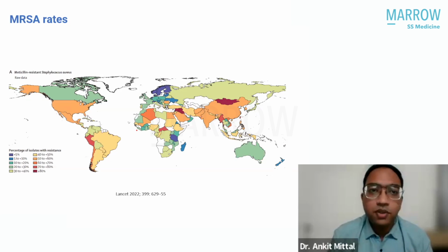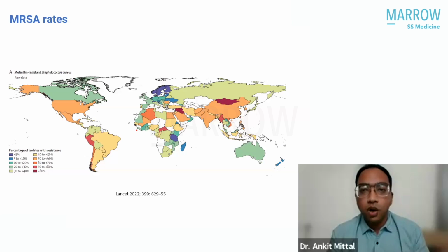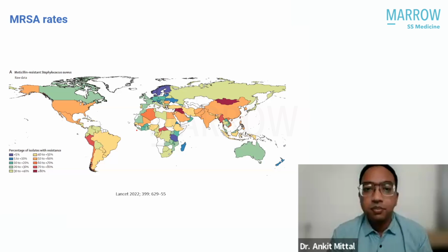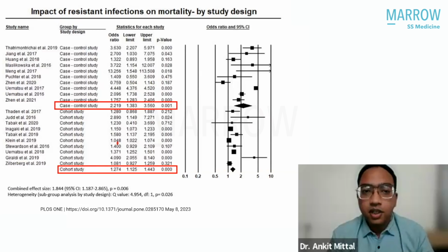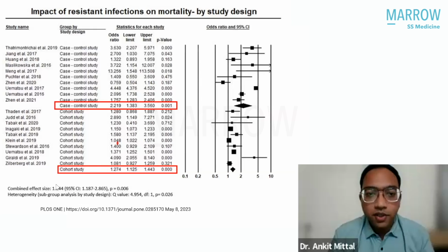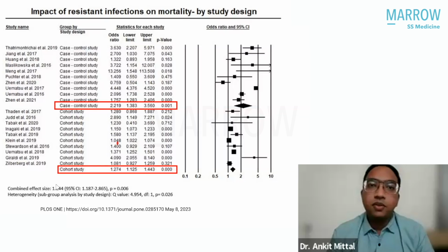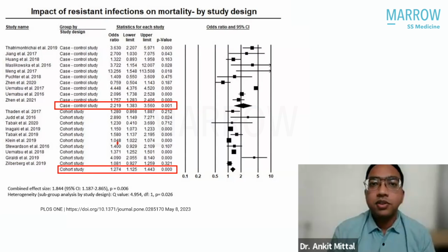Now, this was a brief introduction. Some of the data might be useful for you in general, but it's very important to know that the problem is not in the future, the problem is in the present time. And is it really making a difference? Yes. Again, a recent paper where we see that if you look at the combined effect size, the odds ratio is around 1.8. So almost two times. So a person with a resistant infection is two times more likely to die because of the infection compared to a person who's not having a resistant infection.